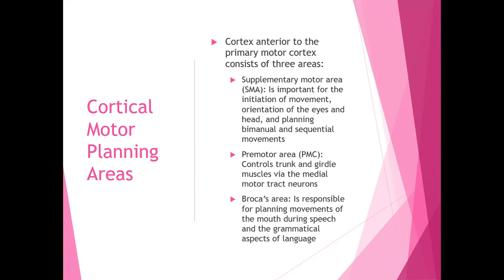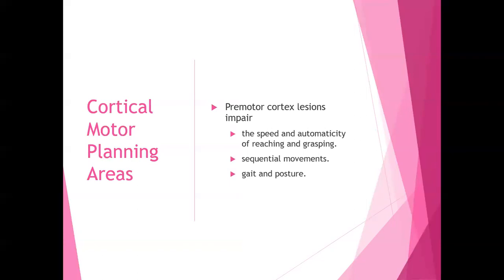I've worked with a lot of people who have Broca's aphasia, and it is very interesting. And when we talk about aphasia, I will tell you some stories. It'll be fun. So premotor cortex lesions impair the speed and automaticity of reaching and grasping, sequential movements, and gait and posture.